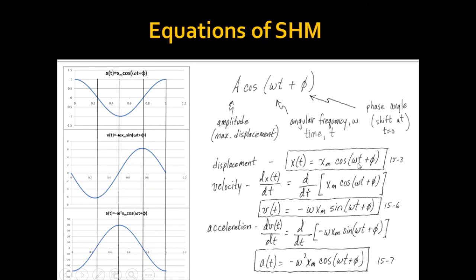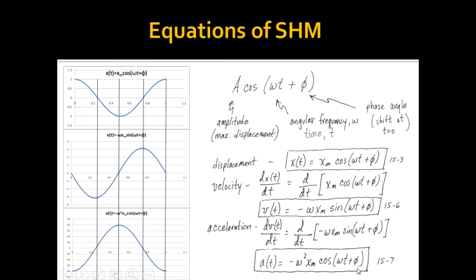So that would be omega. So our velocity equation then is negative omega x max times sine omega t plus phi. And to come up with the equation for acceleration, we take the derivative again with respect to time. The derivative of sine is cosine, and multiply times the derivative of what's inside the parentheses changes this omega to omega squared. And we get our equation for acceleration as a function of time, negative omega squared x max cosine omega t plus phi.